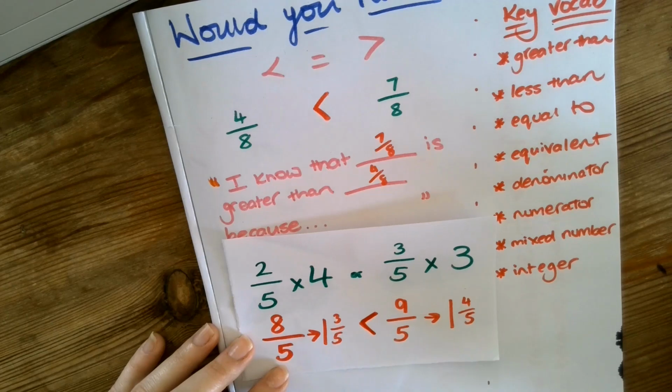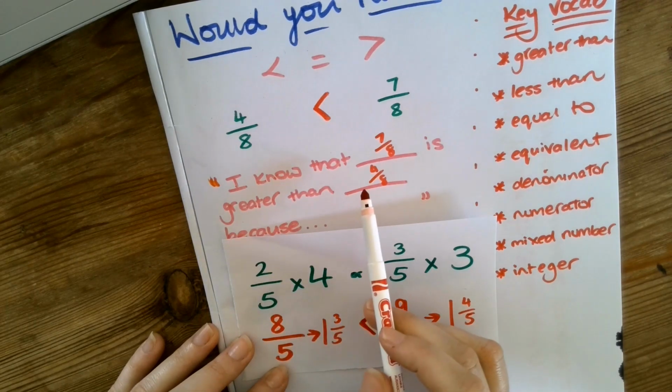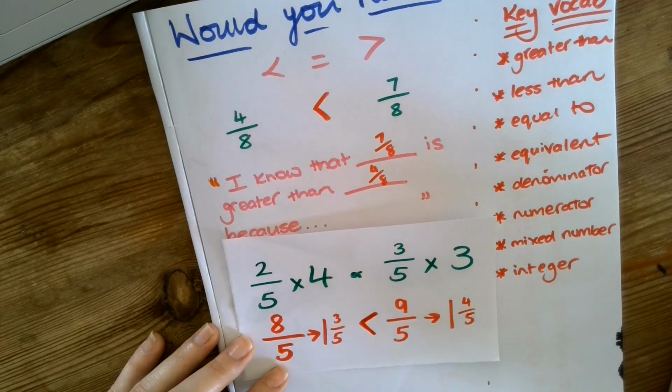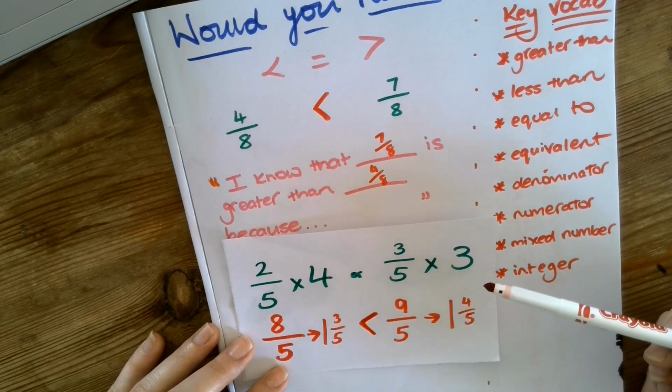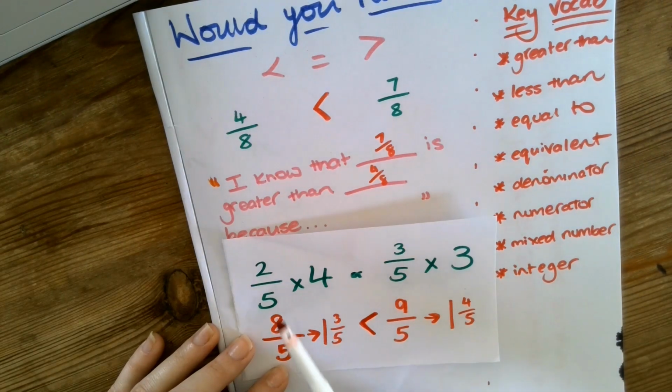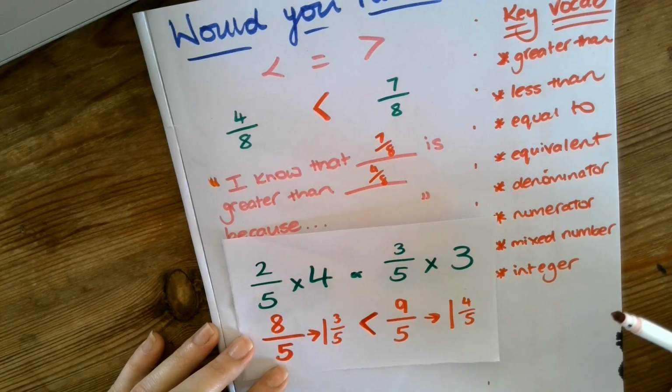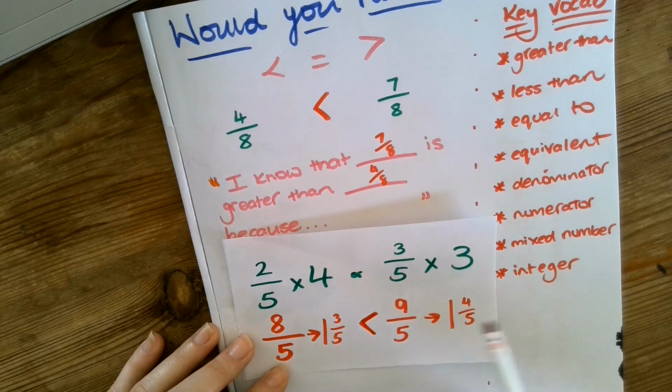And then to extend that fully, you could write down this sentence, or say a sentence such as, I know that 3/5 times 3 is larger than 2/5 times 4 because when I converted my answers into mixed numbers, I was able to see that this was 1/5 greater than this answer here.